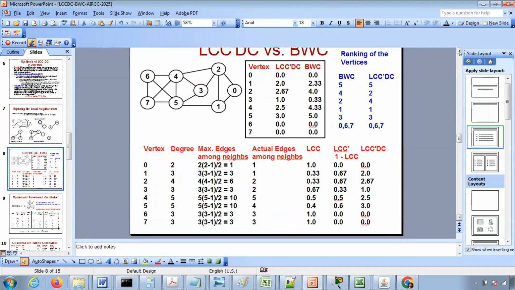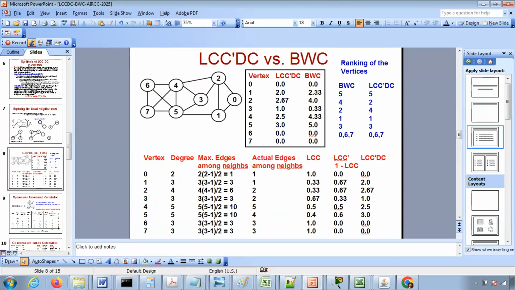So I show here for the same graph the LCC prime DC and the betweenness centrality values of the vertices, and I rank the vertices in the decreasing order of the betweenness and LCC prime DC values. The betweenness centrality for node 5 is 5, that's the largest value, and the next largest is 4.33 for vertex 4, and the next largest is 4 for vertex 2, and so on. Similarly, if you rank the vertices based on LCC prime DC, the largest is 3 for vertex 5, and then for vertex 2, it is 2.67, and so on.